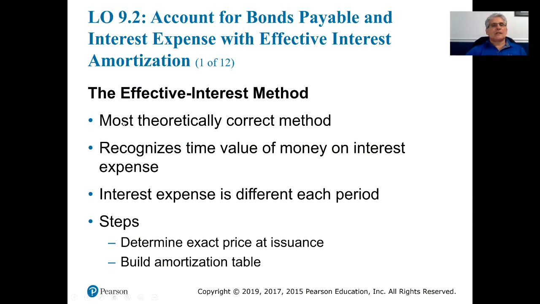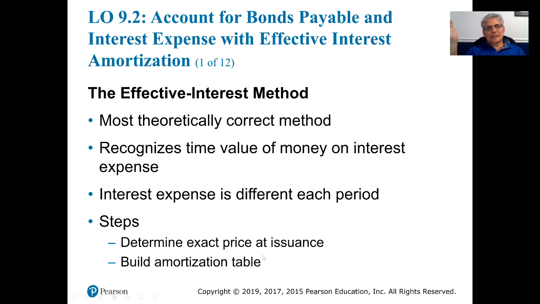Another method that is more commonly used and probably arguably a little bit more accurate is what's referred to as the effective interest rate. The effective interest method is the most theoretically correct method. It recognizes time value of money on interest expense, and interest expense is different each period. The steps determine the exact price at the issuance. And so we then develop an amortization table.